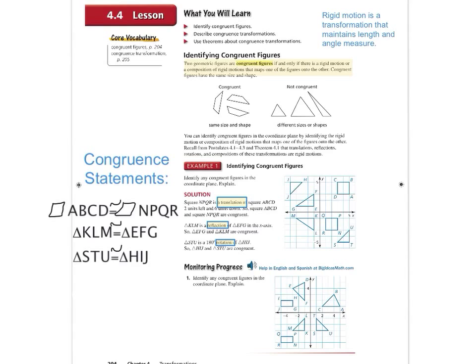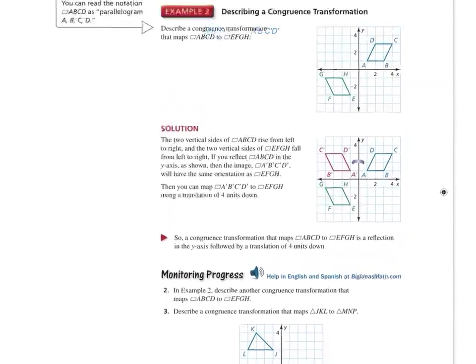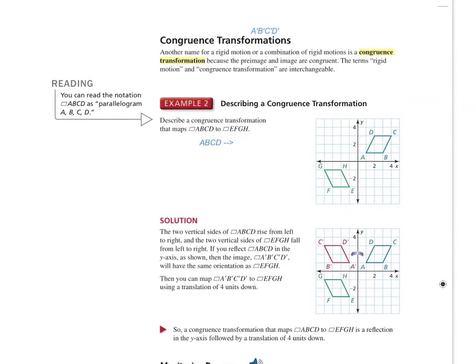Okay, so let's move on. On this next page we have congruence transformation. And we can see here that for congruence transformation, it's highlighted, so make sure you understand that vocabulary. And we can see our example, parallelogram ABCD maps to parallelogram EFGH, and making sure you can describe the transformations.